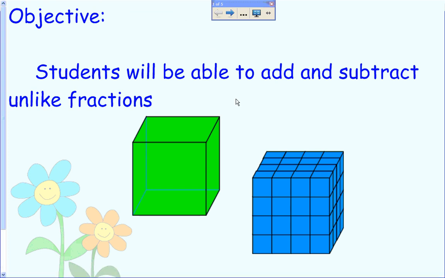All right, the objective of this lesson is that you'll be able to add and subtract unlike fractions. So in the last lesson, we were adding and subtracting like fractions. If you remember, those were fractions that had a common denominator. In this lesson, the fractions will not have a common denominator.